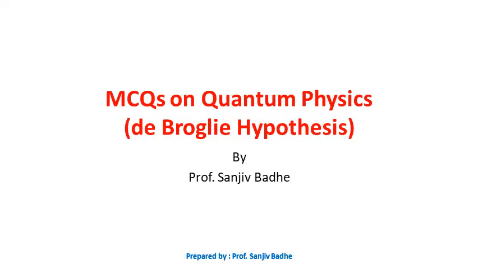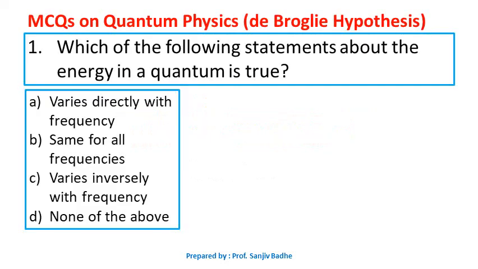So let us start with the session. In this session we will be discussing some MCQ questions on quantum mechanics and we will focus on the topic de-Broglie hypothesis. So this is question number 1. Which of the following statements about the energy in a quantum is true?